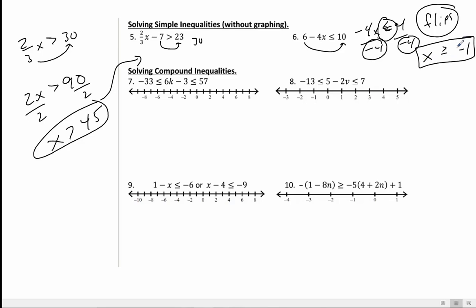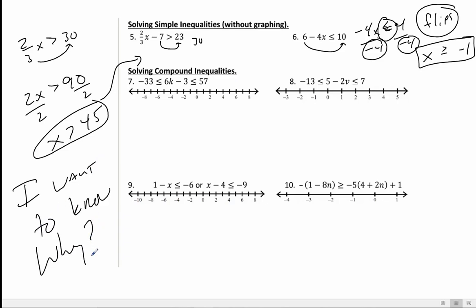If you want to know why, then please say, I want to know why. Why? I don't know why. And then just say, for number 6, I want to know why about number 6, okay?